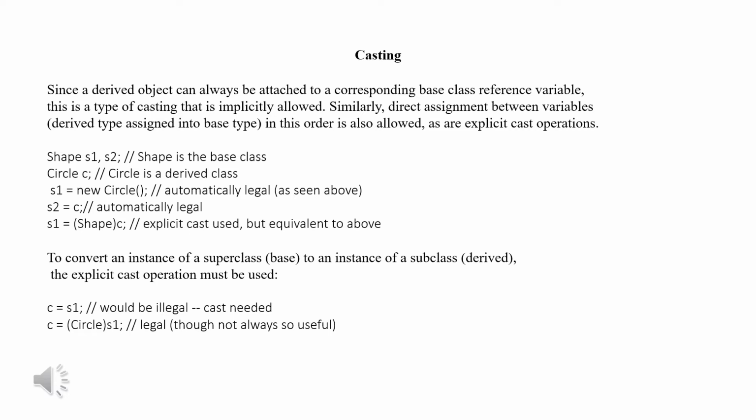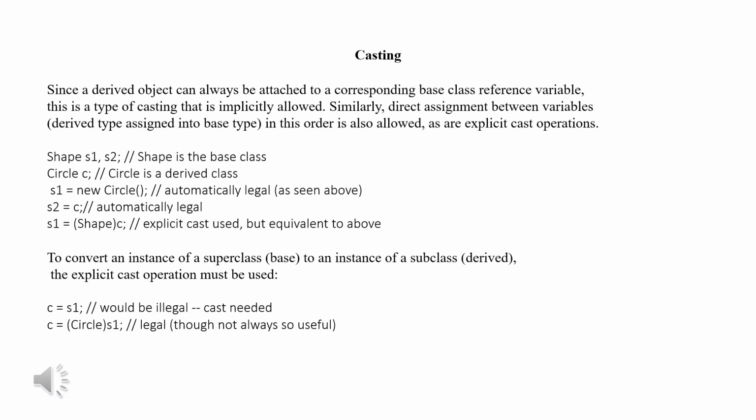For example, we have shape S1, S2, so shape is the base class. Circle C, circle is a derived class. S1 equals new circle. Automatically, as you see here, it is completely legal. Then we have S2 equals C. This one is also automatically legal. S1 equals shape C. In this case, explicit cast has been used, right?